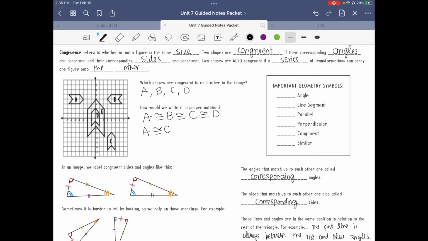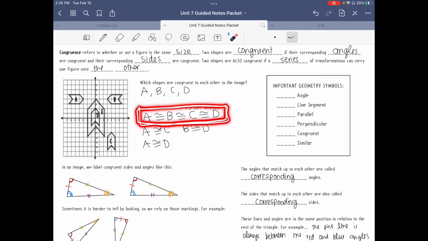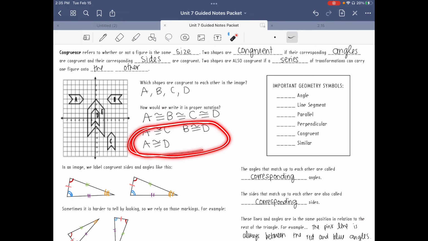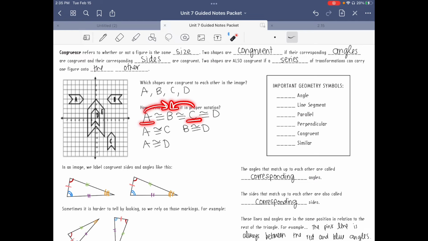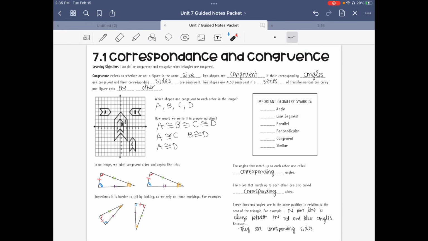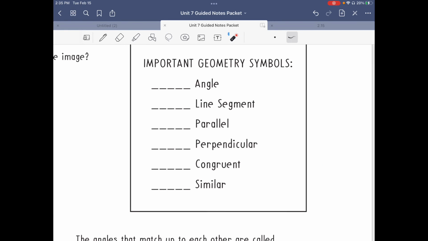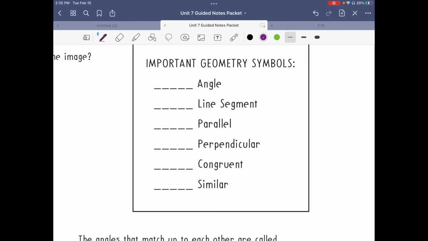I want to make sure you guys know this. So A is congruent to C, A is also congruent to D, and B is also congruent to D. These are all congruent to each other. So this is fine. You can just write it just like this. But I want to make sure you realize that if that's true, they're all congruent to each other. Because if A and C are both congruent to B, then they also have to be congruent to each other. Okay? All right, last thing for today, we just need to talk about a couple symbols.